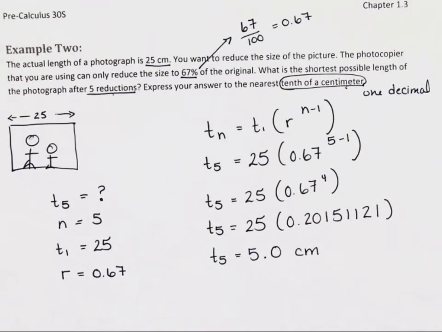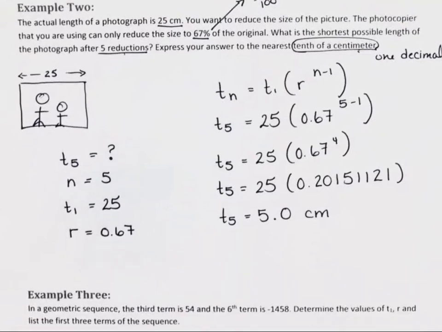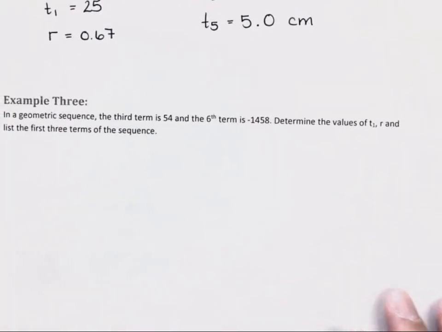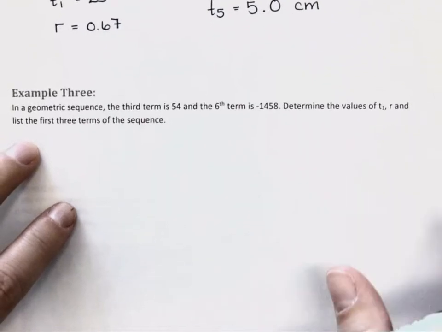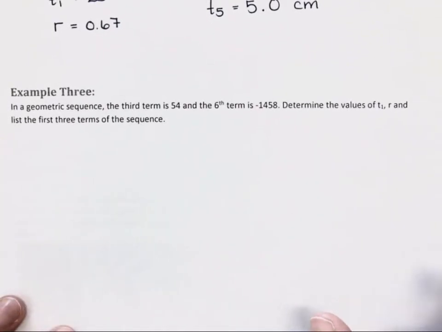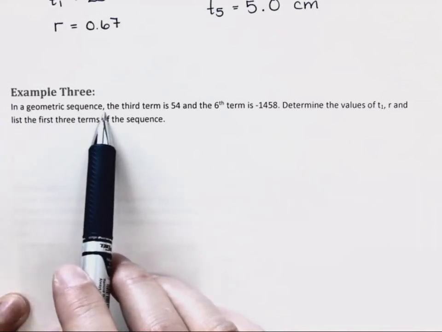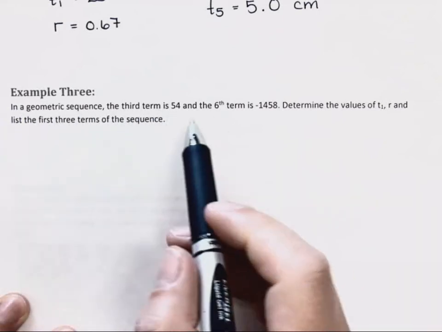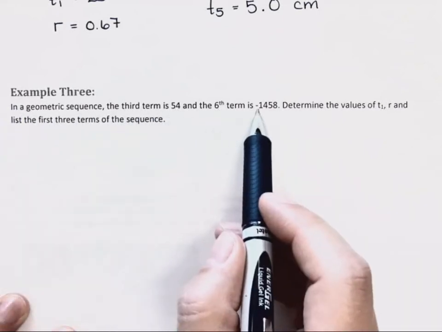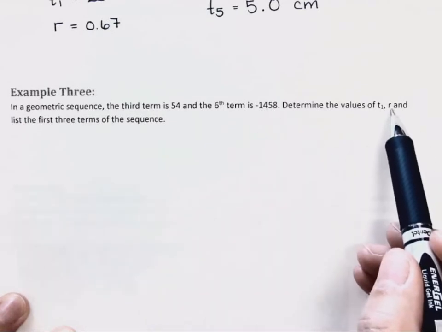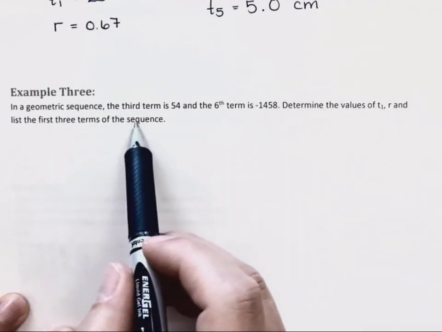All right, so that was pretty easy, nice and easy. It's just formula work. So I think that the thing that's going to trip you up is if you don't pay attention to your order of operations. Okay, so in example 3, a geometric sequence, the third term is 54 and the sixth term is negative 1,458. Determine the values of T1 and R, and list the first 3 terms of the sequence.